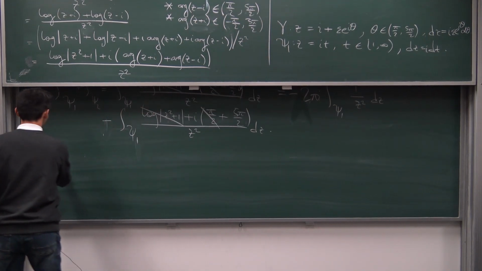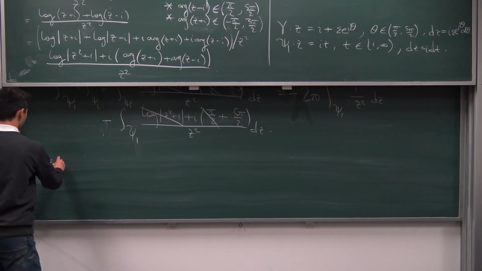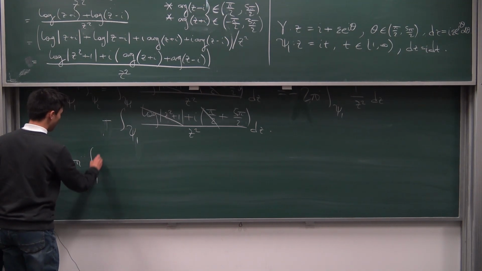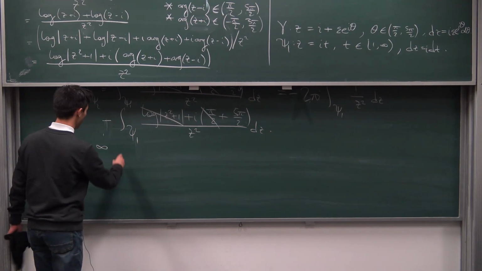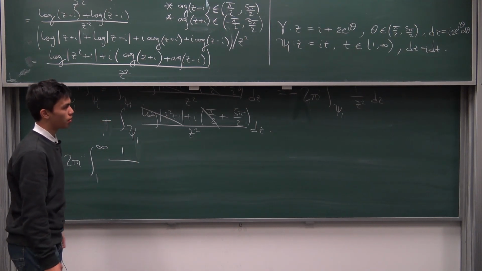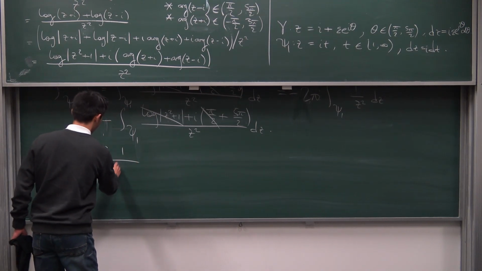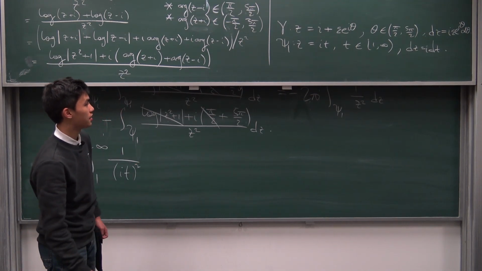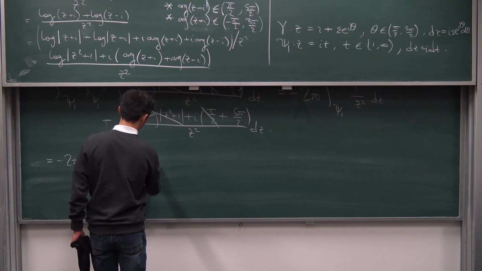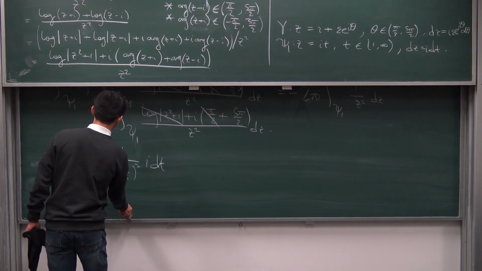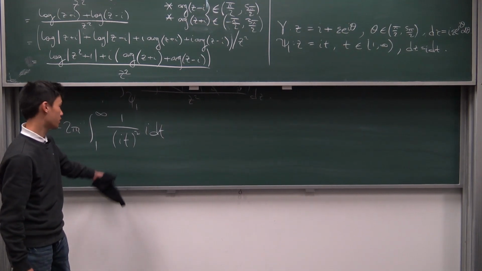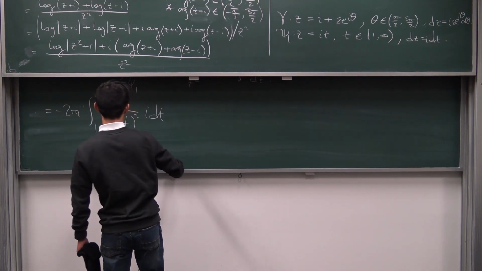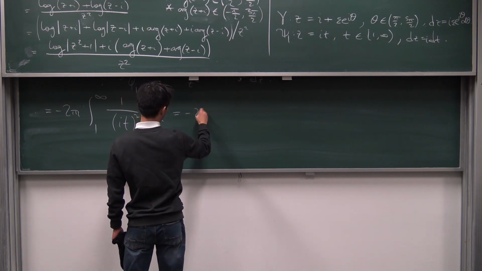Well, this is going to become negative 2 pi i times the integral from 1 up to infinity, and we have 1 over z squared, but what is z? That's this i times t, so we have i times t, squared here, and dz is going to become i times dt. Okay, and this integral is going to converge nicely here, the integral from 1 to infinity of something over t squared, so this is going to be negative 2 pi i.